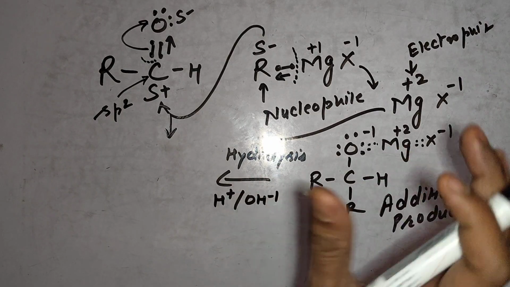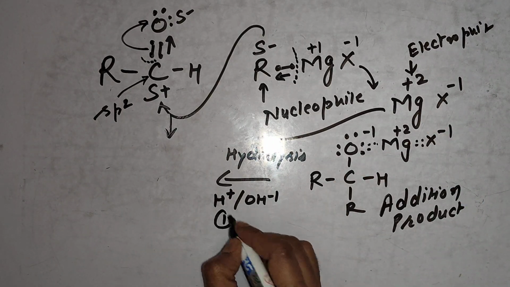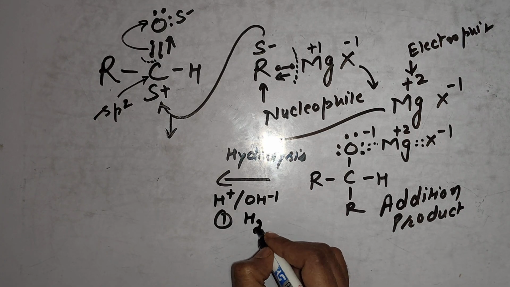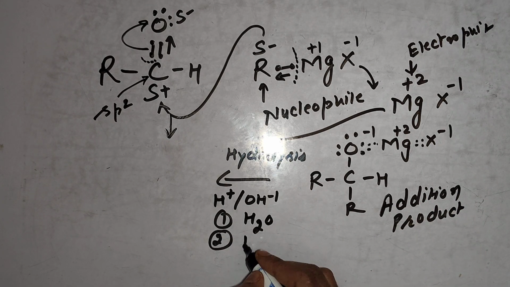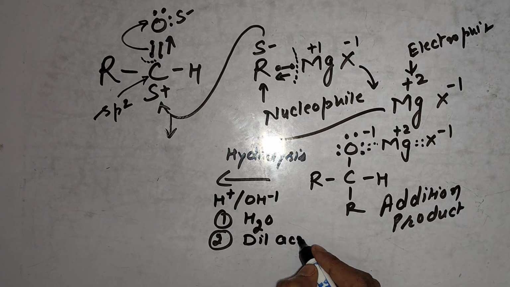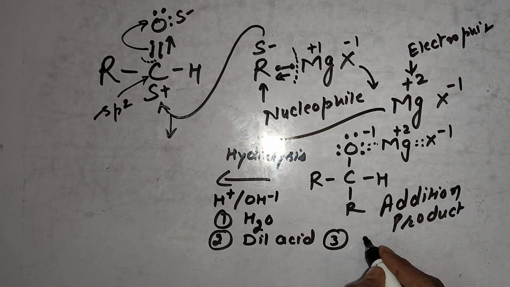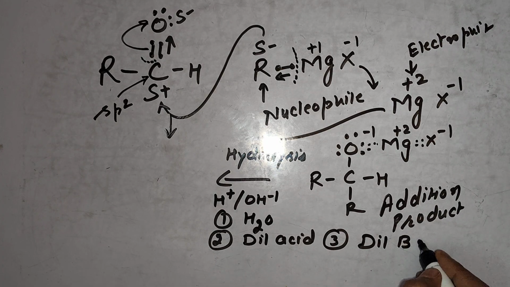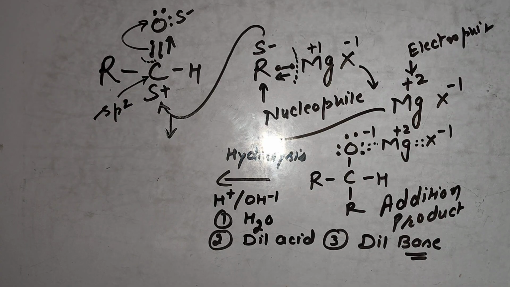Now which chemicals can carry out hydrolysis of a molecule? You can use boiling water, H2O, directly, because H2O can provide H positive and OH negative. Dilute acids can carry out hydrolysis of any molecule, or a dilute base can be used to carry out hydrolysis of any molecule.